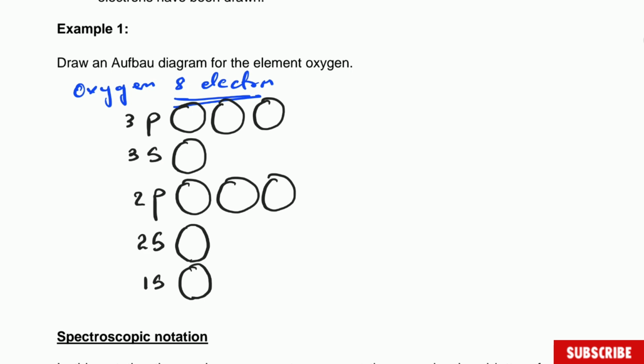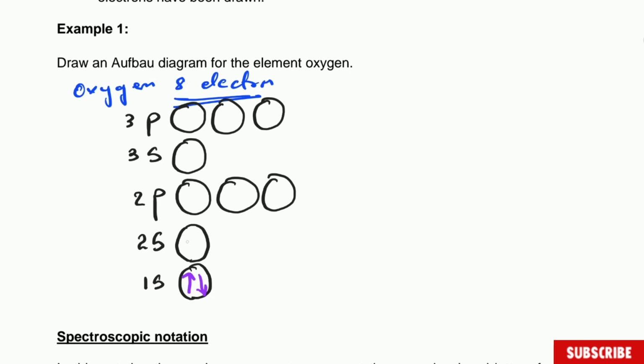Alright, so we have to represent 8 electrons here. Remember, you don't go to energy level 2 orbital s until the first one is full. So using arrows, I'm going to draw 2 electrons here, 1 and 2, and when it's full, then I'm going to the second energy level.